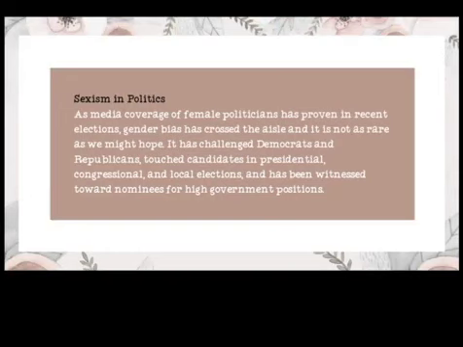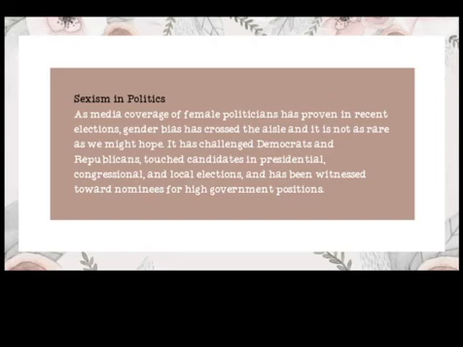Sexism in politics. As media coverage of female politicians has proven in recent elections, gender bias has crossed the aisle and it is not as rare as we might hope. It has challenged Democrats and Republicans, touched candidates in presidential, congressional, and local elections, and has been witnessed toward nominees for higher government positions.